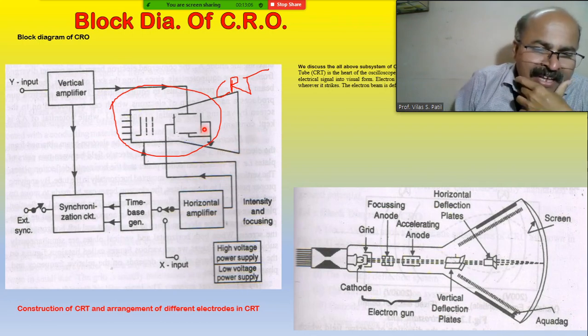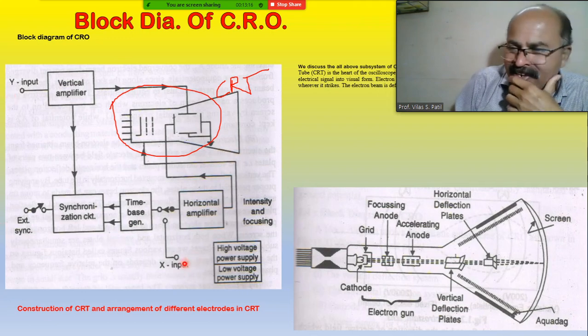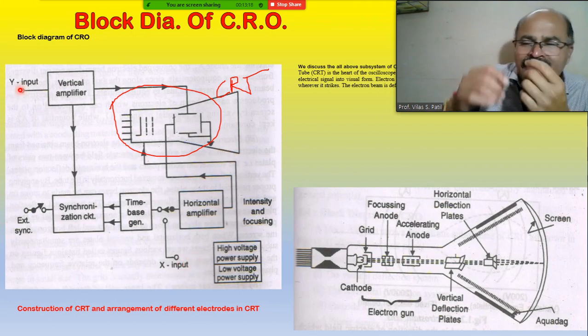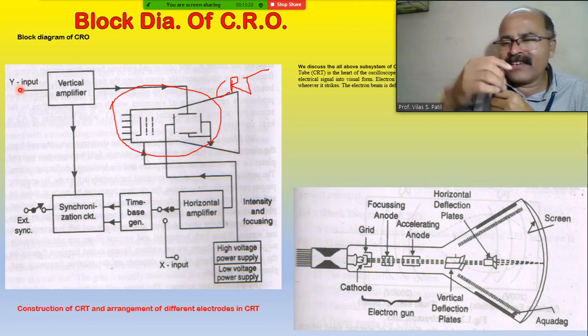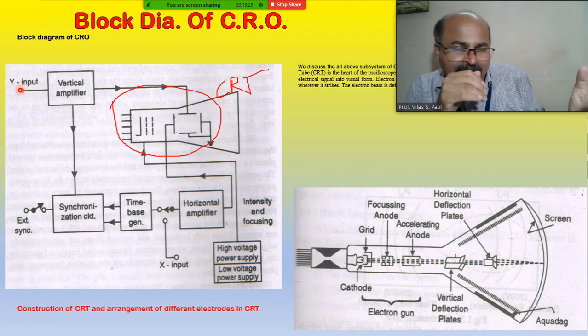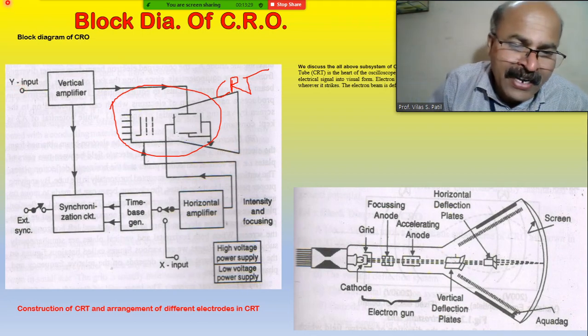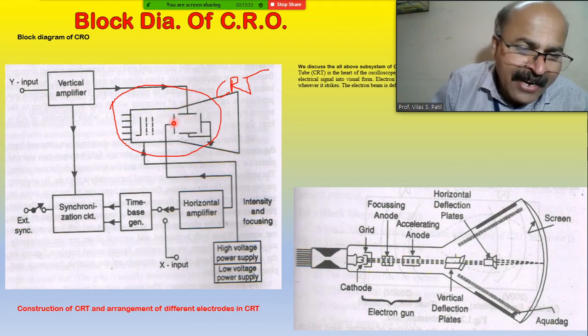Friends, these are the vertical plates, and for the vertical plates the vertical amplifier is connected. Y input is the vertical input and X input is the horizontal input. Y input will be related to the Y axis or the vertical axis, hence it will be known as a vertical amplifier. And the vertical amplifier is connected internally to the set of vertical plates.